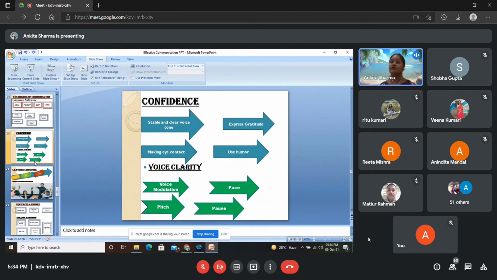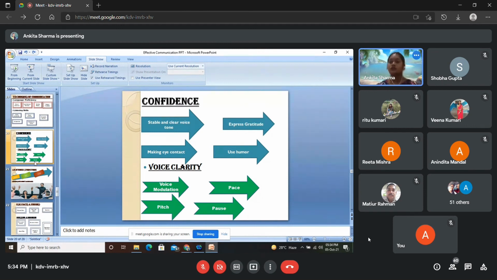The next technique is confidence. In your communication, when you are communicating with somebody, if you lack confidence, I think people would take you for granted. They would think, he just says anything. Right. So that confidence is very essential for every speaker, the one who's speaking.